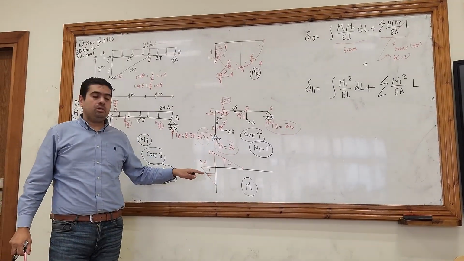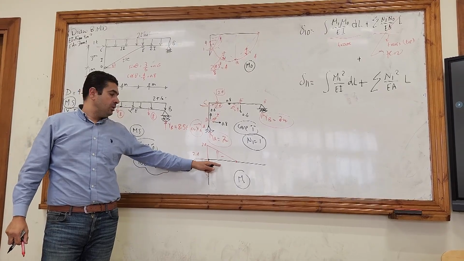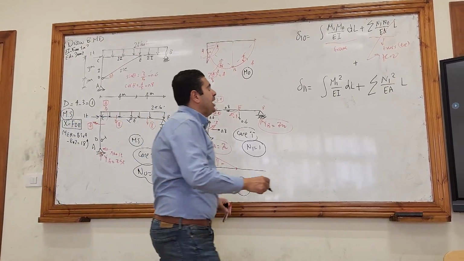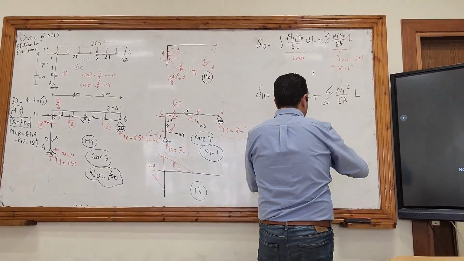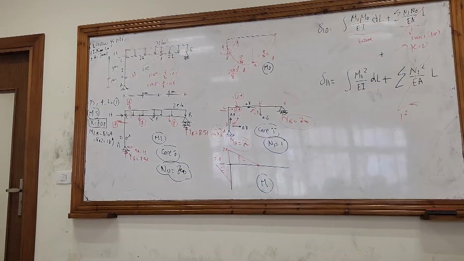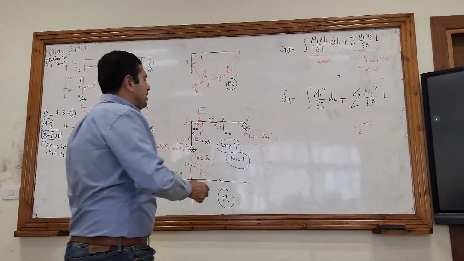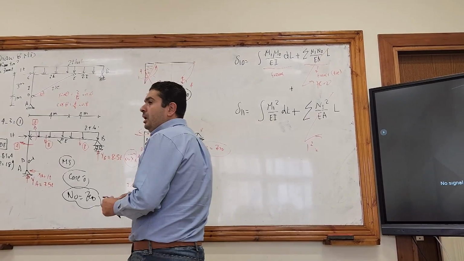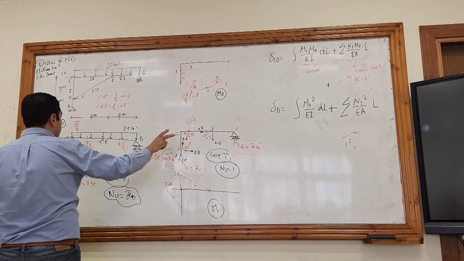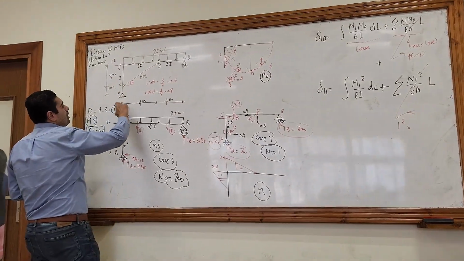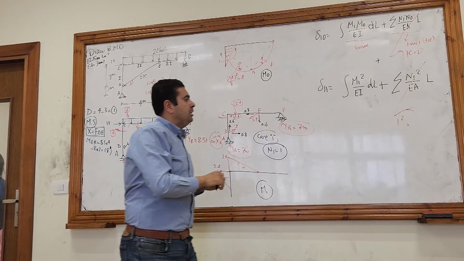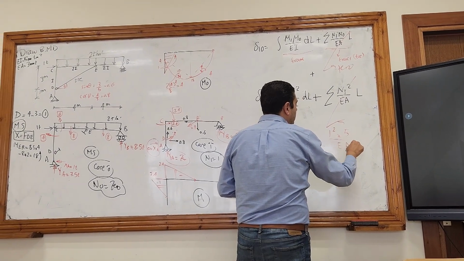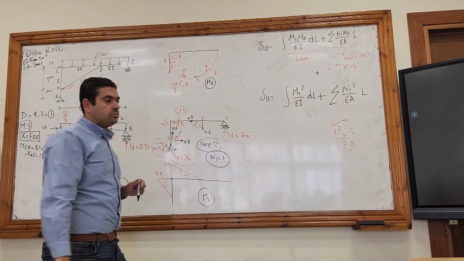Here's the M1 squared. Triangle with itself. Another triangle with itself. Sigma N1 squared will be equal to... So here N1 will be 1, so 1 squared multiplied by L. What is L? The length of the member, the length of the tie. This is 3 meters and 4 meters, so the length of the tie is 5. And here divided by EA.